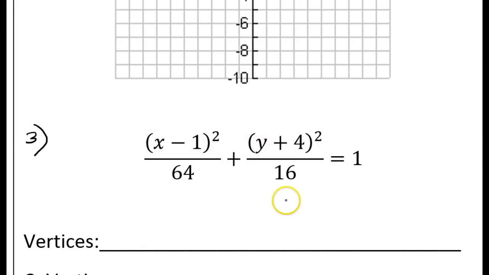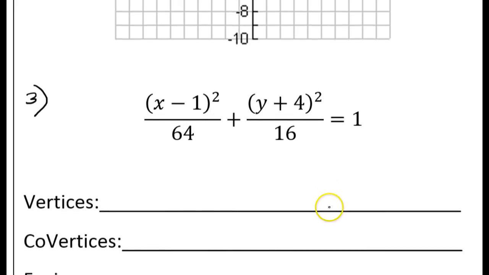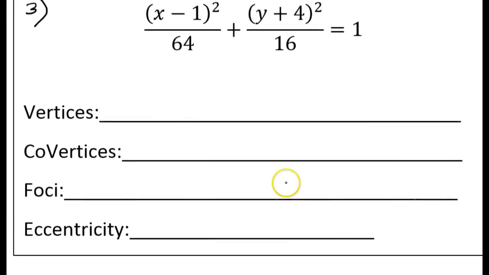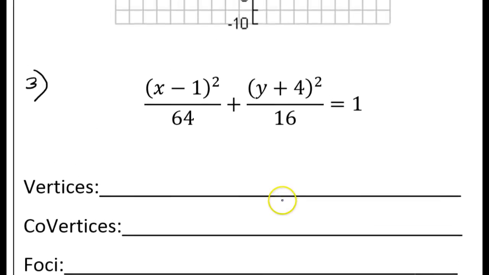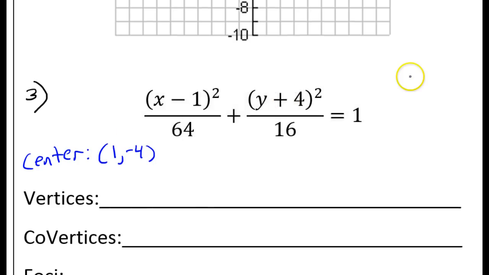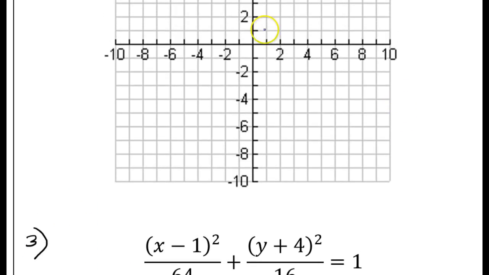All right, this is problem number 3. And this is the standard form for an ellipse. So in standard form, the center of the ellipse will be the opposite of these two. It doesn't look like they actually asked me for the center, but I need it anyway, so I'm just going to write it down. So the center is the point 1, -4 because of these two things. So let's go ahead and graph that. 1, -4 is right here. So this is going to be the center of my ellipse.